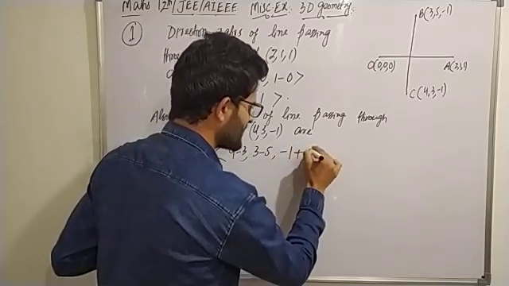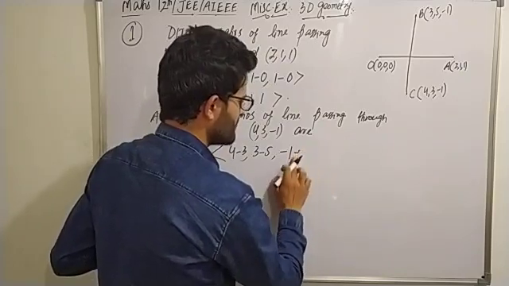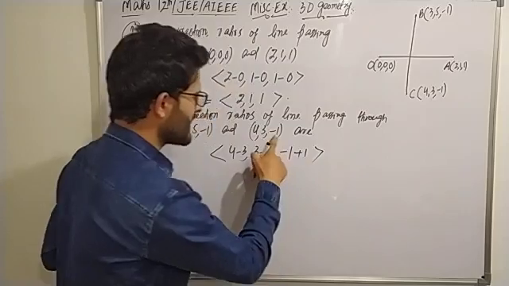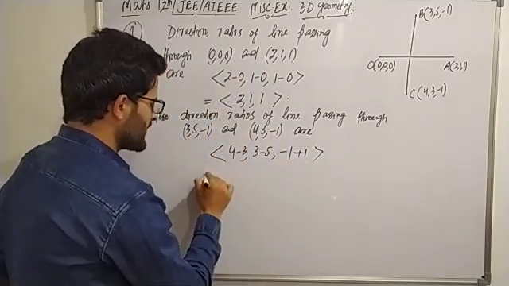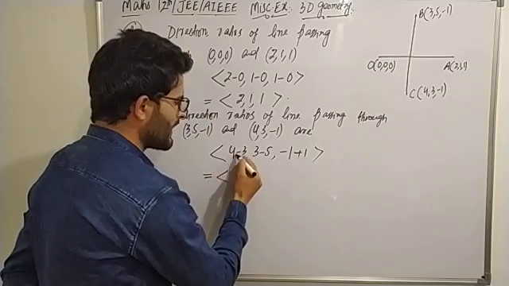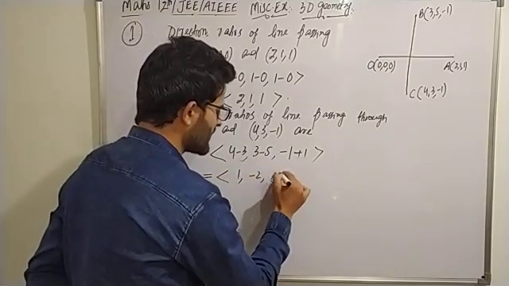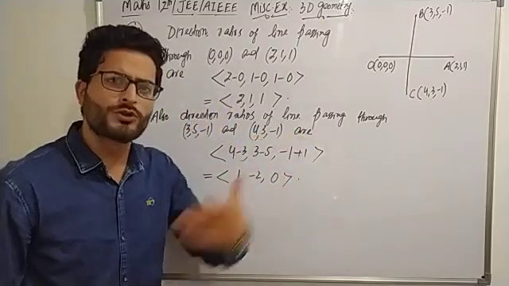that's minus 1 minus minus 1, that is minus 1 plus 1. So the direction ratios must be the ordered 3 tuple of 4 minus 3, that is 1, 3 minus 5, that's minus 2, and minus 1 plus 1, that is 0. So we have obtained the direction ratios of both these two lines.